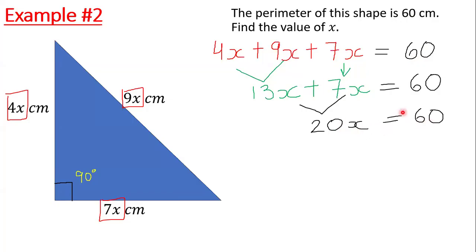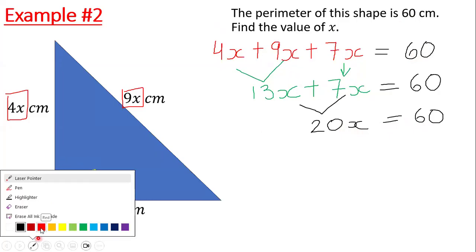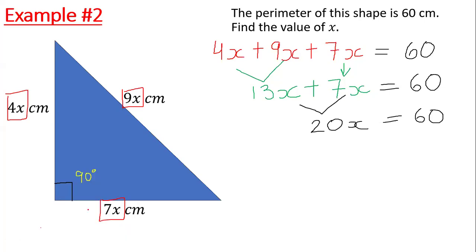Are we done? Are we completed? Let me know if we have finished or we still have more work to do. No, we still have to find x. So how are we gonna find x? We're gonna divide both sides by 20, 20x over 20 and 60 over 20.